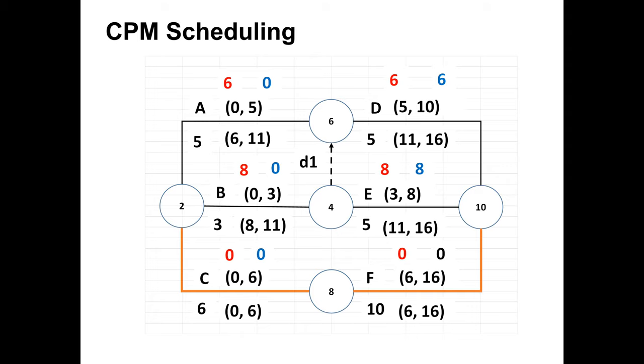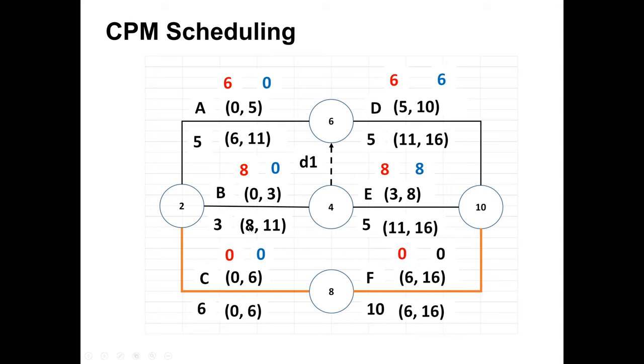So forward pass was where we were finding the early start time and early finish time of all the activities in the network diagram. Now we are going to find the total float. You have seen in the previous slide that total float is late start minus early start. So late start for A is 6, early start is 0, so we got total float for A as 6.